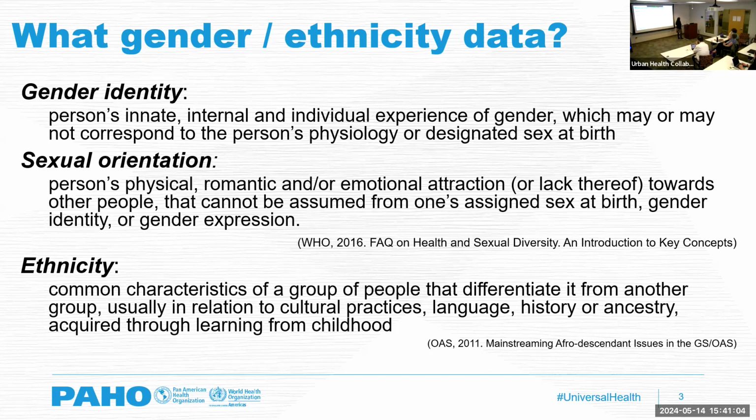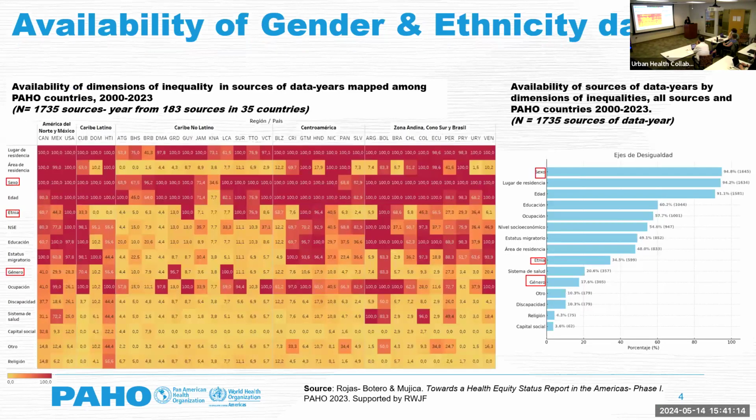I'm not going through the definitions because of time, but I wanted to acknowledge this because it frames the context to think about what data we could have and what data is available. There has been previous work mapping the official national-level sources of data from all countries in the Americas. This has been an effort, not by me, but by other colleagues at the organization. Over the last 23 years, they reviewed almost 183 sources of data in these 35 countries, and many of them have many iterations. That's why the number of source years is bigger.